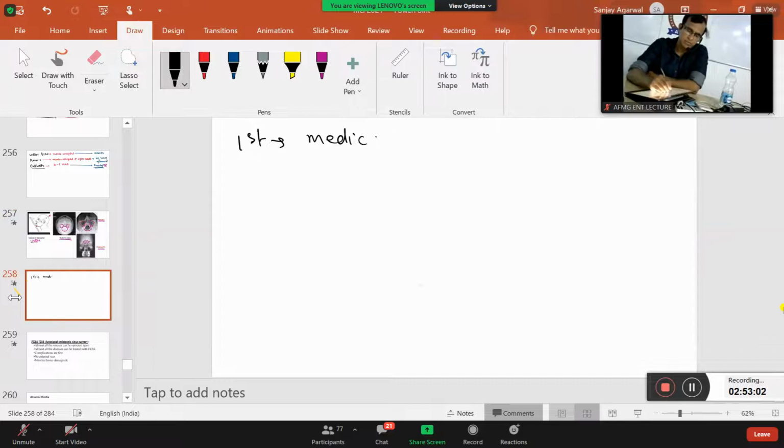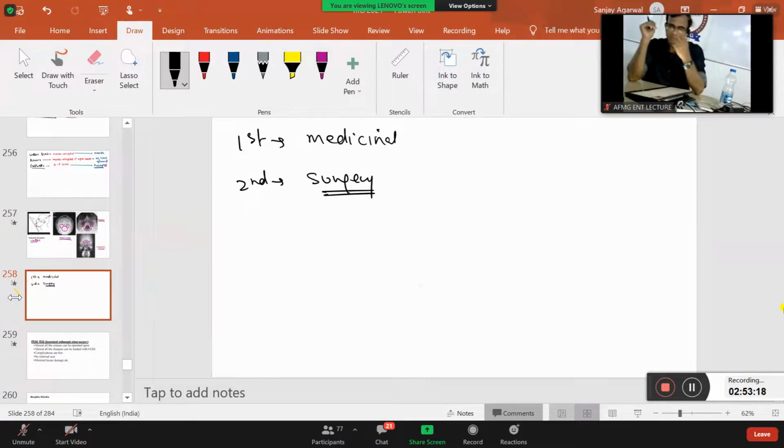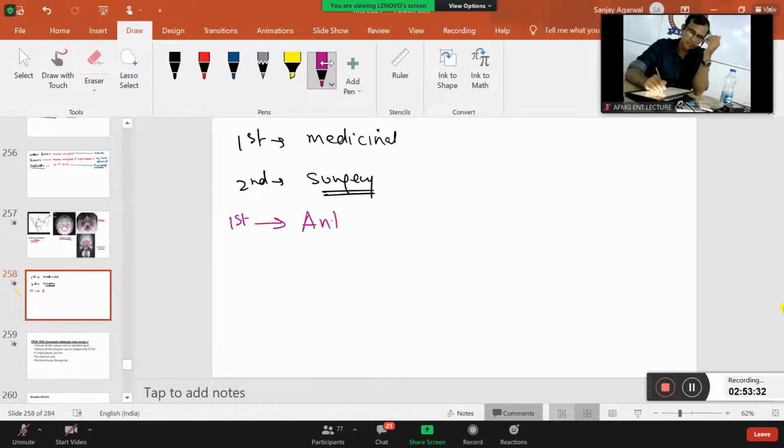Antibiotics and decongestants and all that. And second line of treatment, if the medicines fail, is surgery. Surgery is the second line of treatment. Now the question they ask me is on the surgeries. 2 or 3 names here. This is the first surgery done for sinusitis. The name of the surgery is antral lavage.